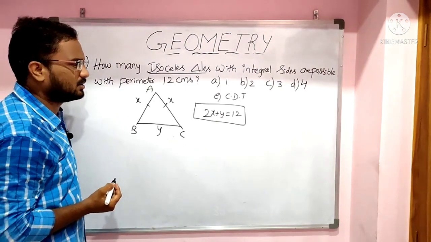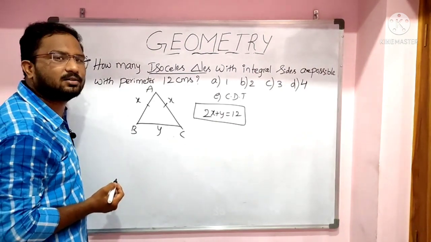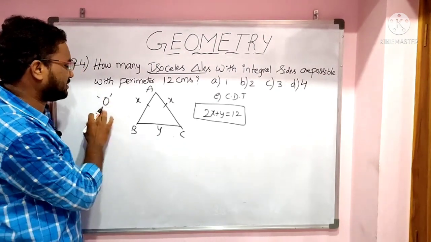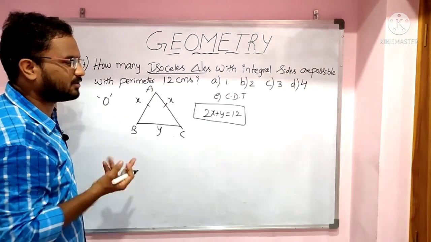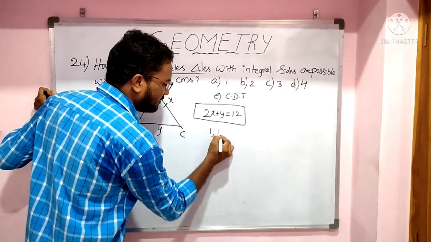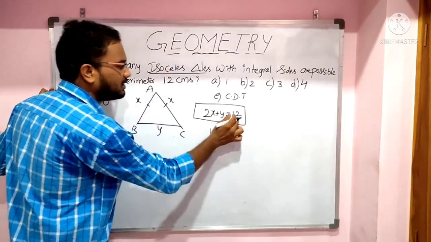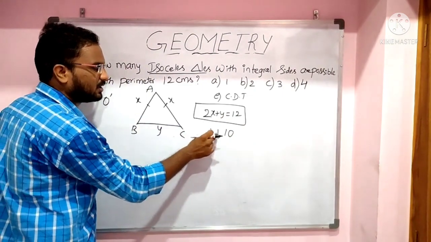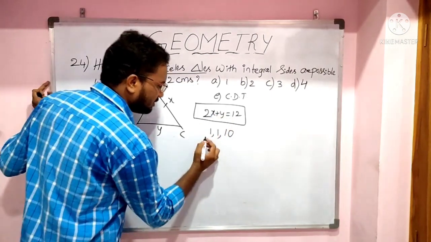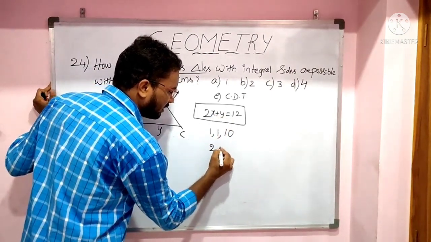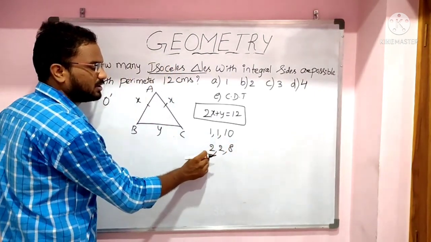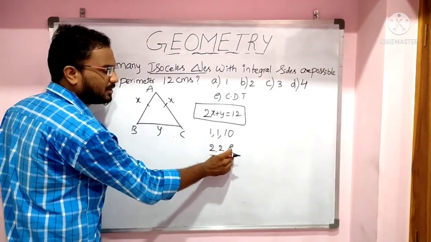So if I take the length as 0, a side length of 0 is not possible in a triangle. We cannot form a triangle. Next one, 1. If one equal side is 1, then the other equal side is 1, and the remaining side is 10, because the total is 12. Then if one side is 2, the other side is 2, and the remaining side will be 8.